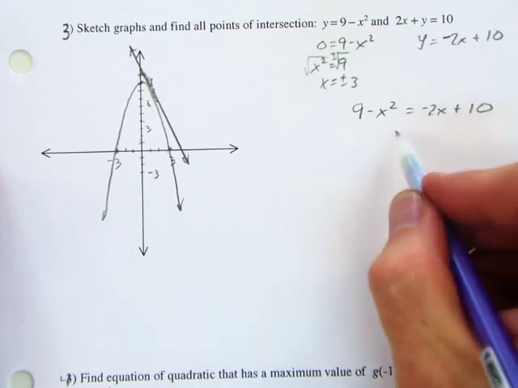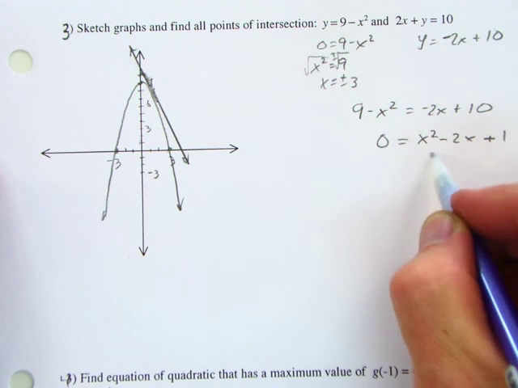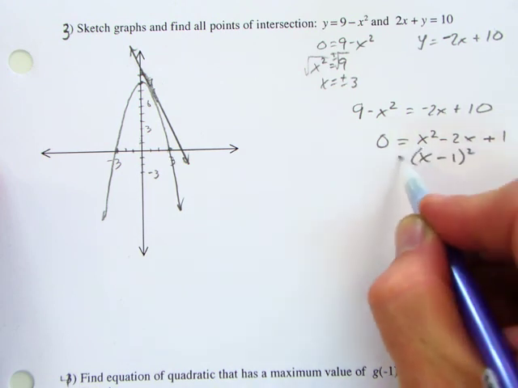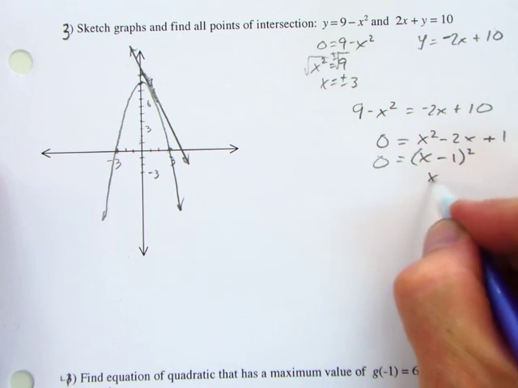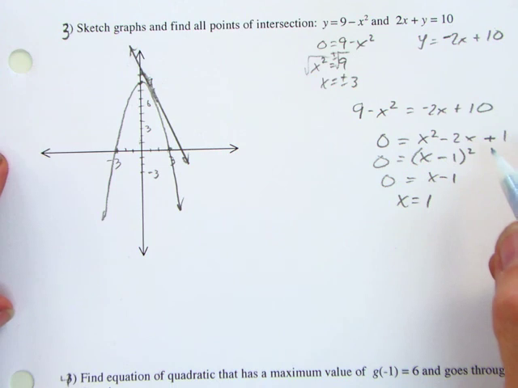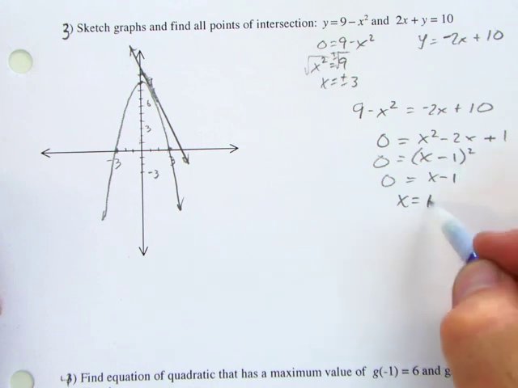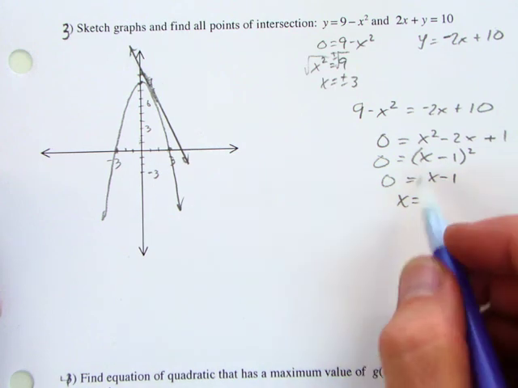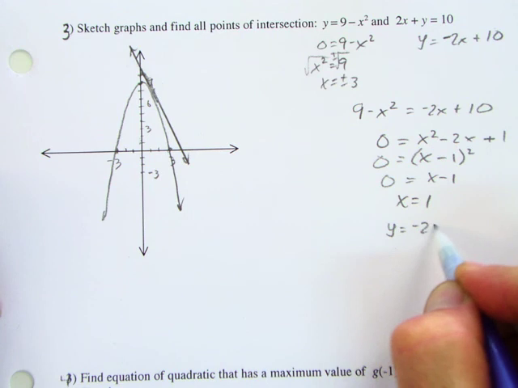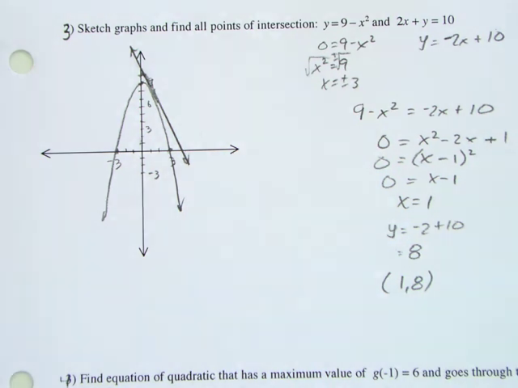Let's move everything so the x squared is positive. So we have x squared minus 2x, and then plus 1. Factor that. So x minus 1 equals 0 and x equals 1. We're going to learn more about this one next chapter, but this is where it's called a multiplicity of 2, where we have x minus 1 occurring twice, so x equals 1 is a solution twice. If x equals 1, then y equals negative 2x plus 10, or 8. So this problem has one intersection point, and that intersection point is at 1, 8.